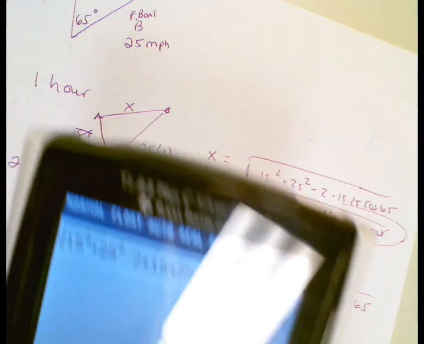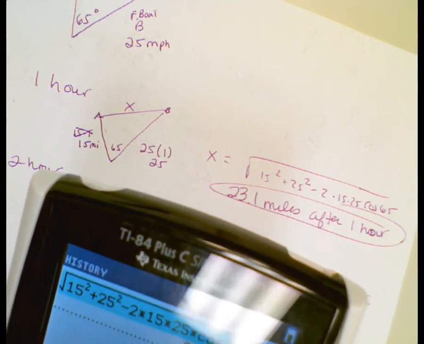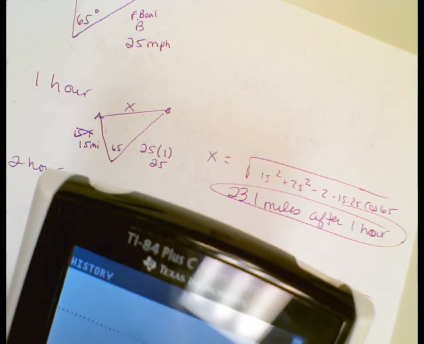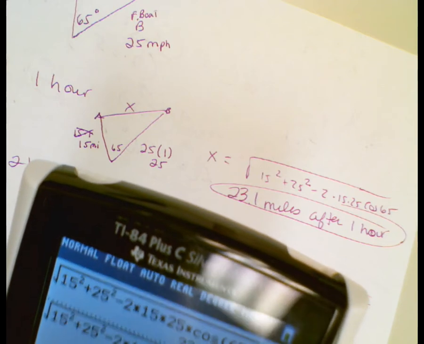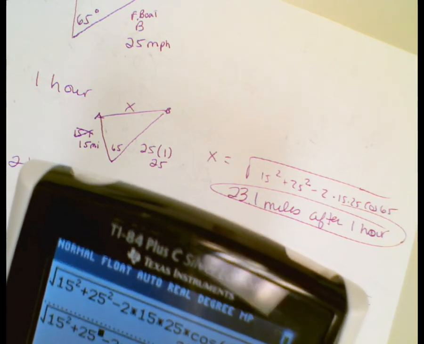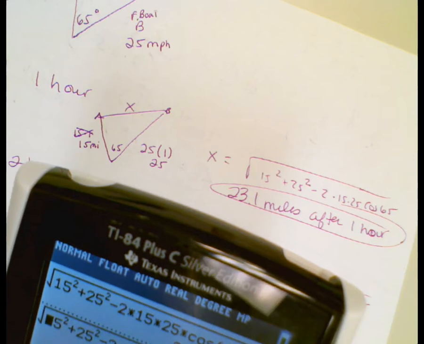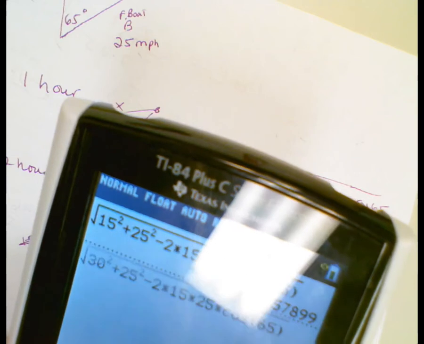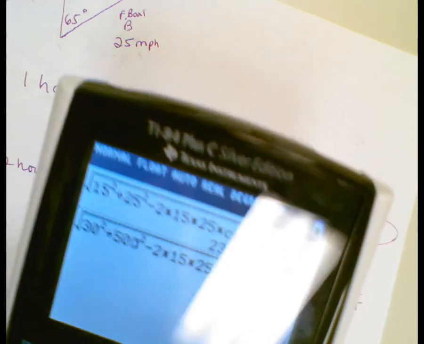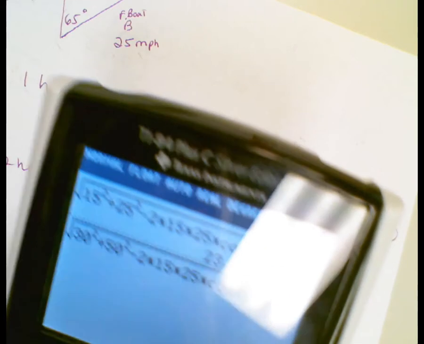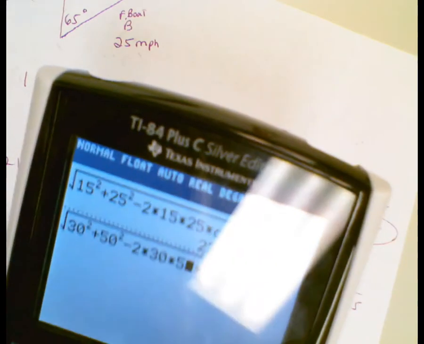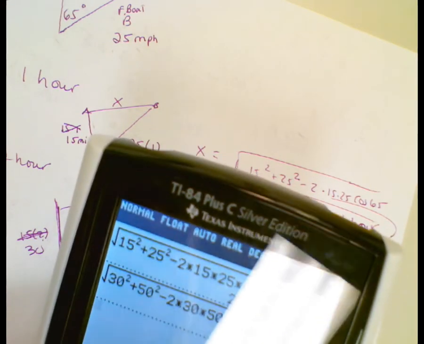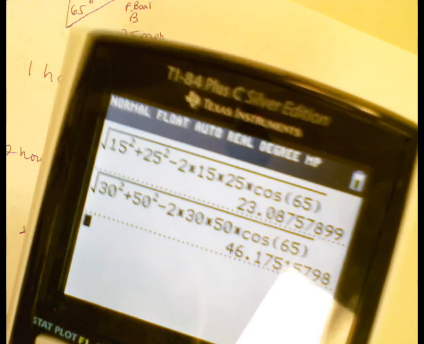So I'm going to be lazy here. Watch this. I'm going up to my previous one. Oh, gosh, how do I do this? Okay, I highlighted it and brought it back. So I want to keep the cosine of 65, but I want to change 15 and 25. This is the lazy way of doing it. I'm going to type in 30 and 50. Did I get them right? 30 and 50. And the cosine of 65 is still the same. And that's 46.2.